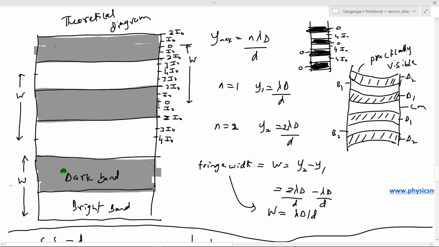But in the lab, what will happen? I should measure from the center of the bright band to the center of the next bright band, or the center of the dark band to the next center of the dark band, as one fringe width. On paper, for calculation purposes, one fringe means one bright and one dark band. The width of that should be equal to one fringe width here.